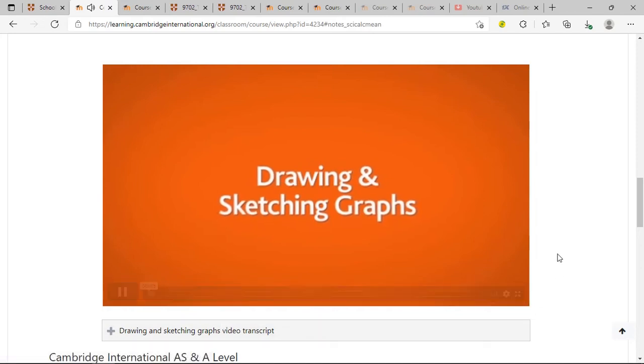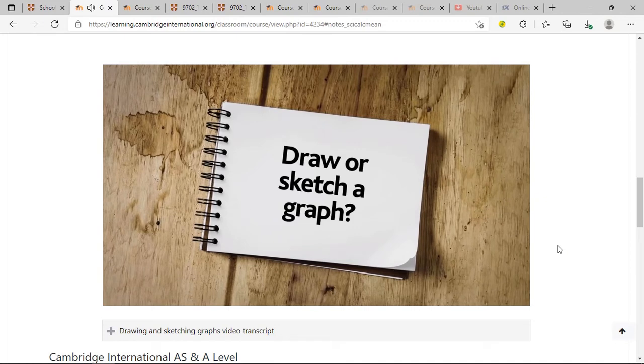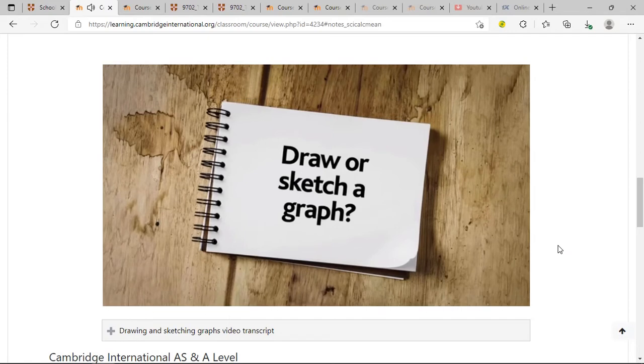Sketching graphs. Sometimes you'll be asked to draw a graph of a line or a curve accurately, and sometimes you'll be asked to sketch a graph. So what's the difference?